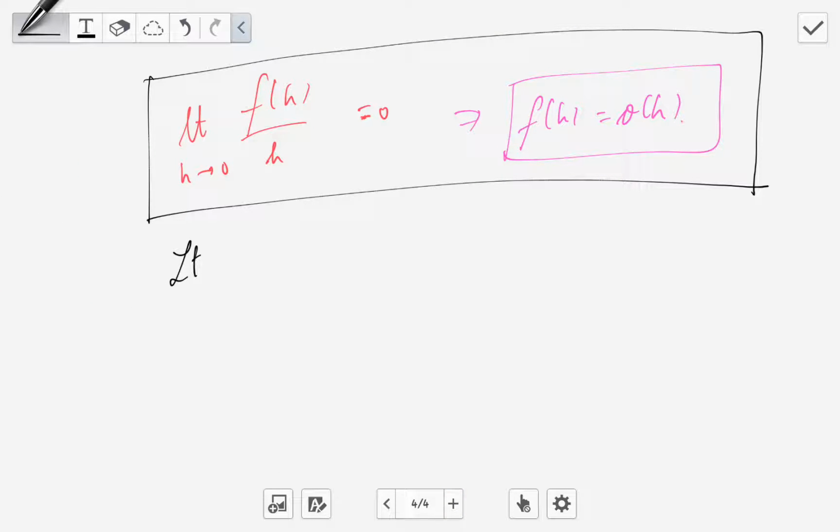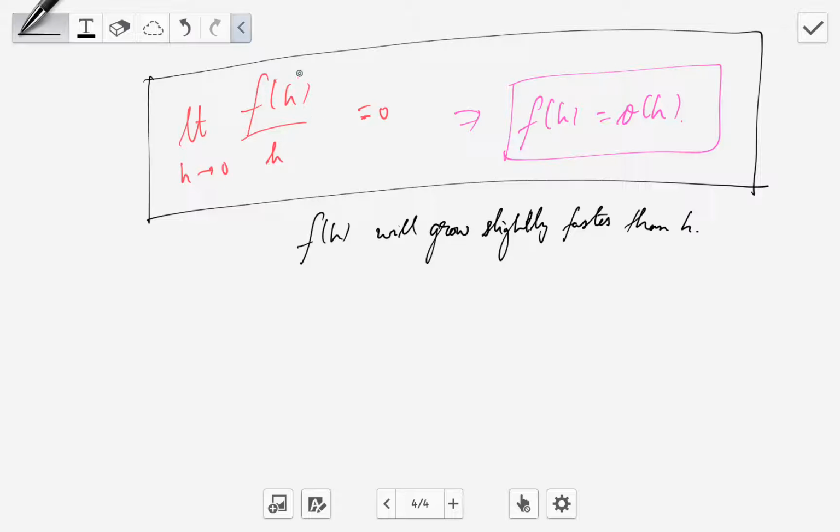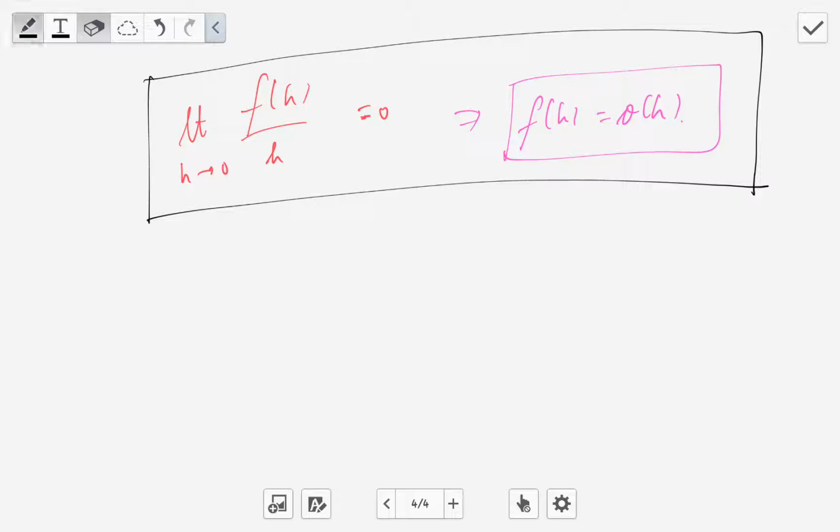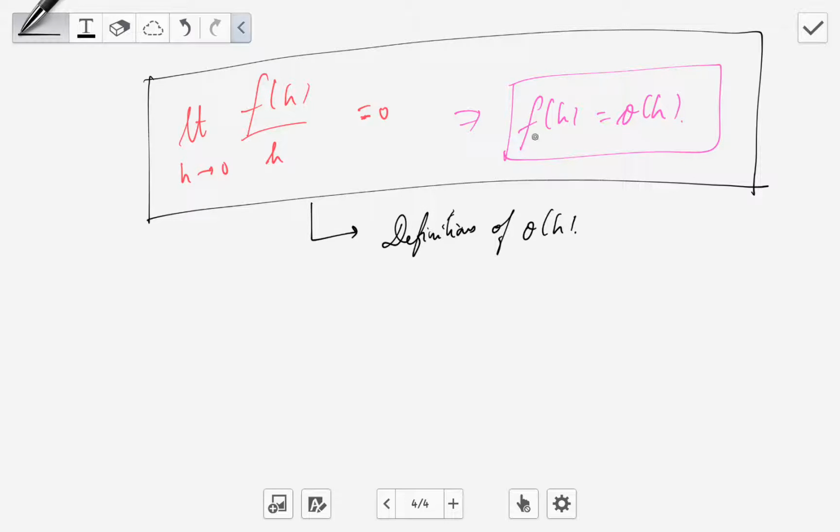So small o of h means that f of h will grow slower than h. Yeah, that is when this happens. Oh, sorry, f of h will grow a bit faster than h, slightly faster than h. That is when this will become 0, because h is tending to 0. Just this is the definition of small o. One of the definitions of small o: f of h is small o of h if limit h tends to 0, f of h by h is 0.